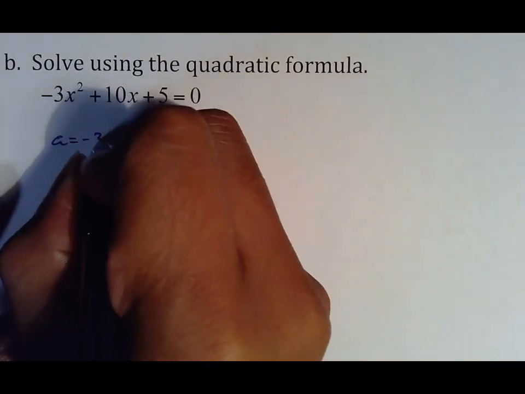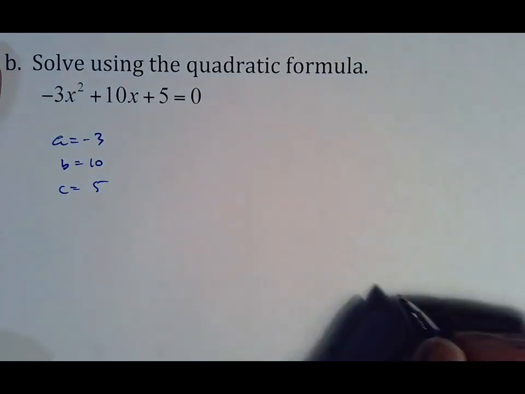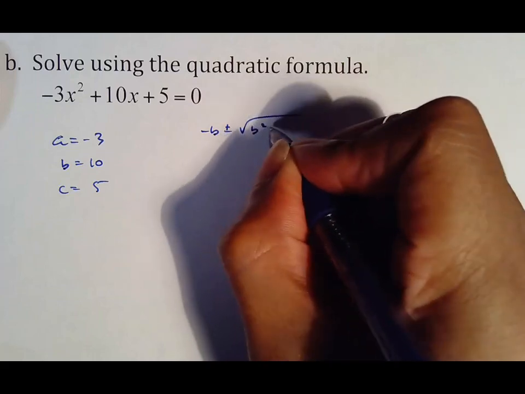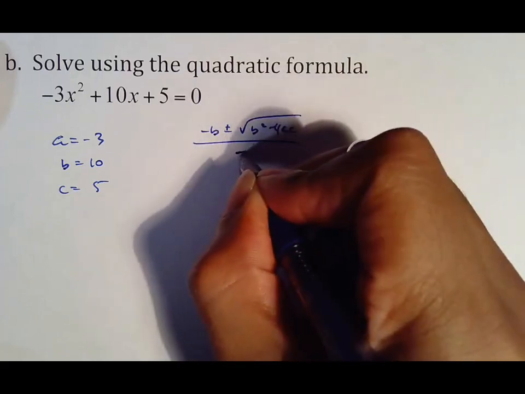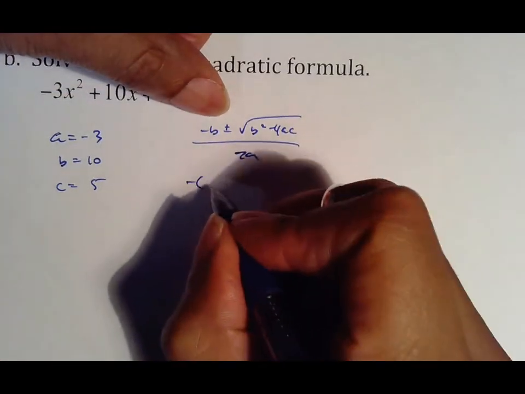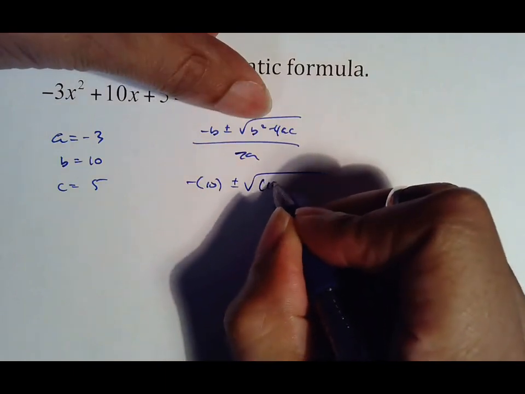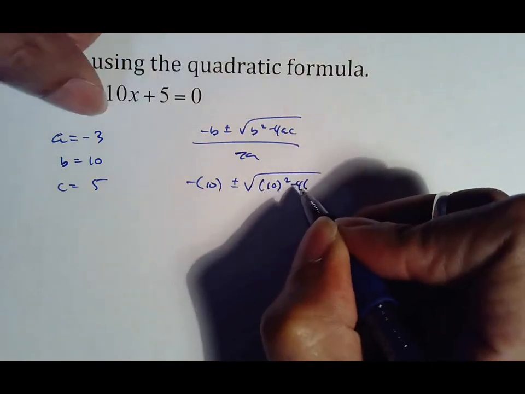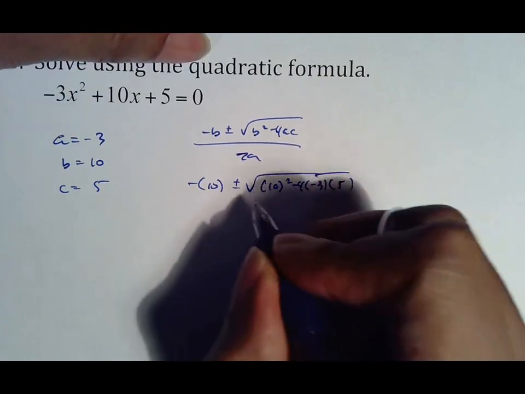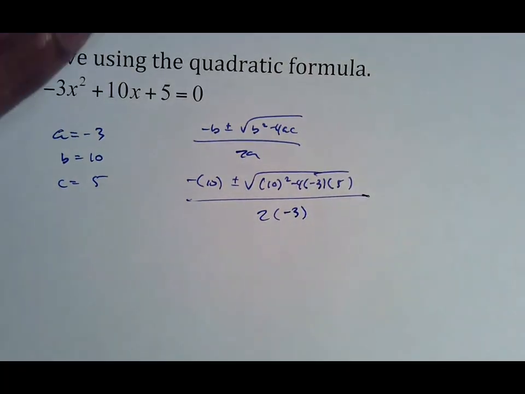Here I'm going to say a is -3, b is 10, c is 5. I write the formula because it never hurts to write it. That's how you memorize things. And then I substitute carefully. Negative parentheses 10 plus or minus square root of 10 squared minus 4, -3, 5, all over 2 times -3.